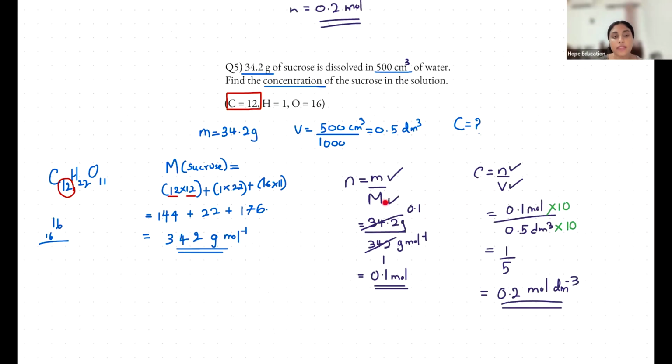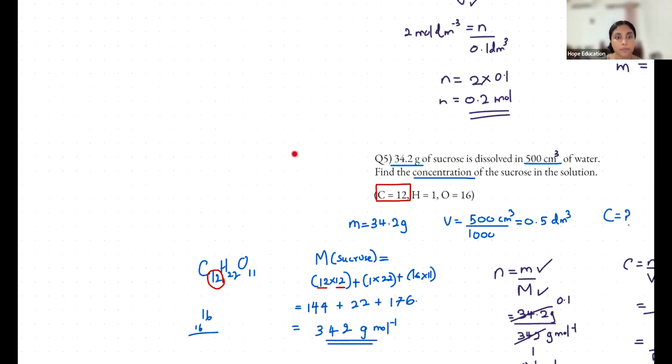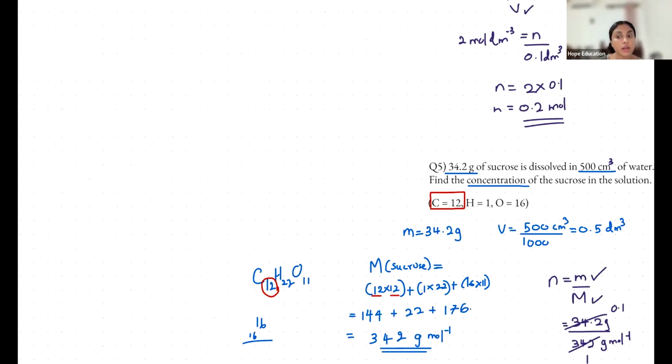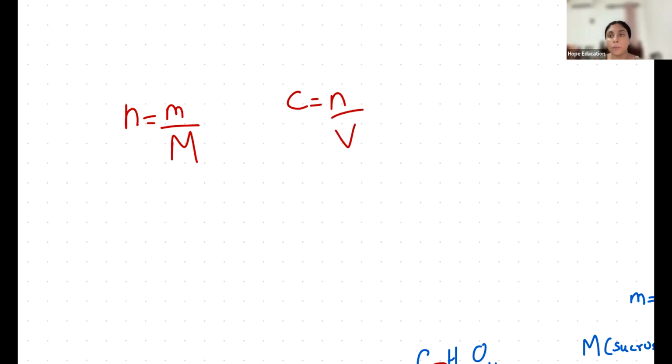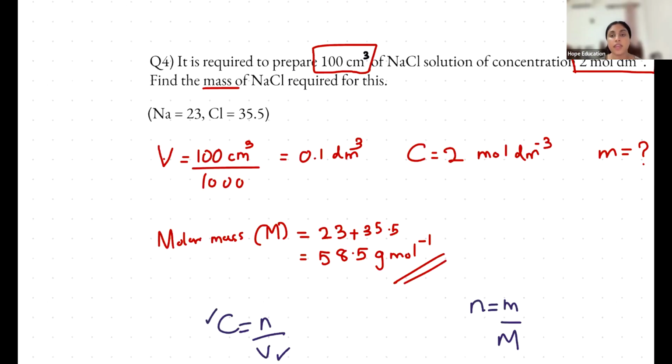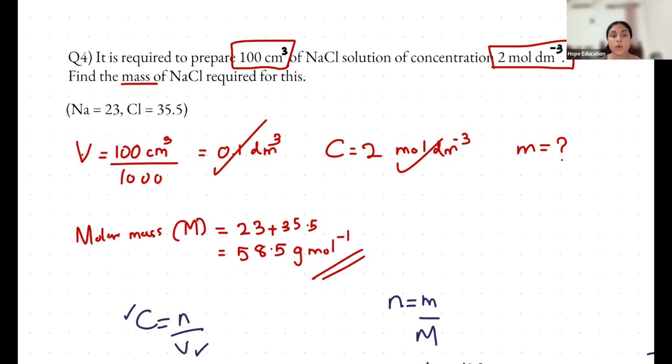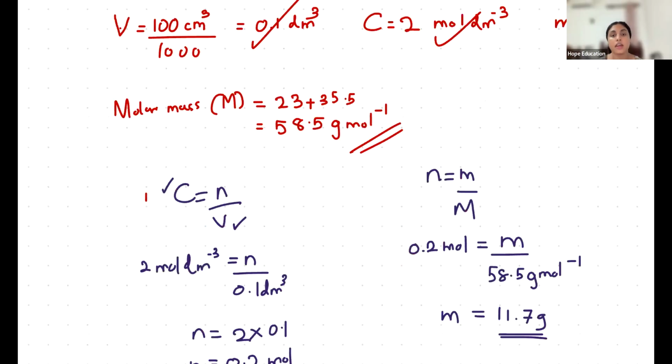If you look at these two equations, don't try to memorize the method. Mostly we use n equals m over M and c equals n over V. With the data given, you have to see which one you can use first and which one after. Okay, so that is up to you to decide. Here they gave volume and concentration and asked for the mass. So I use the c equals n over V equation first, and the n equals m over M equation second.